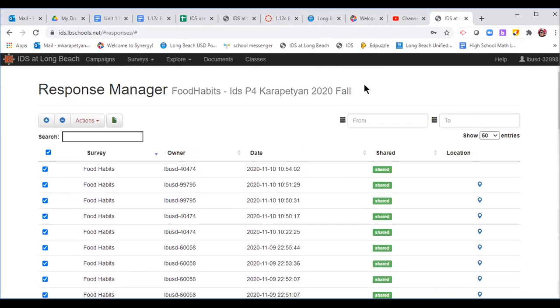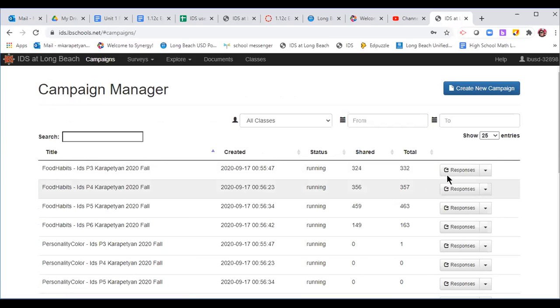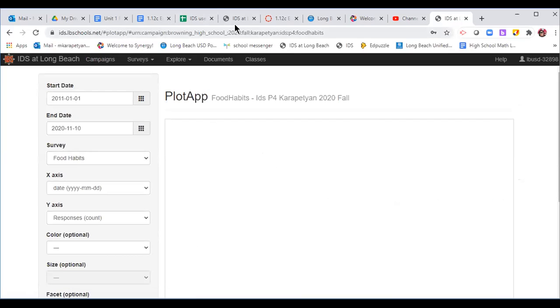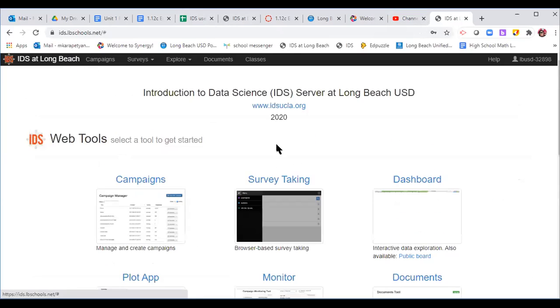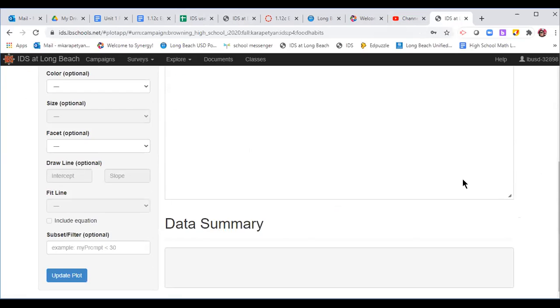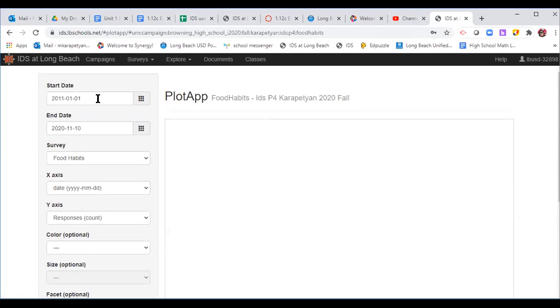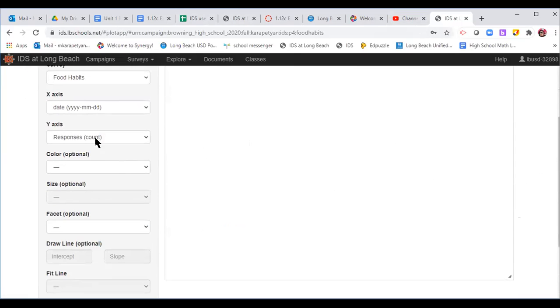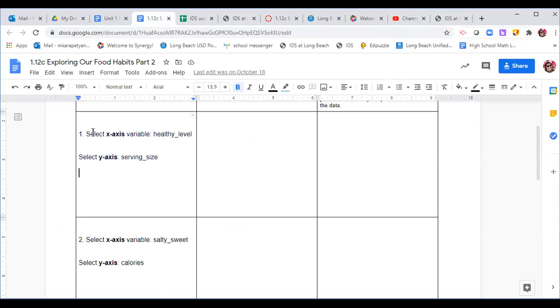All right. So then going back to my campaigns, I can now go to my plot app. Okay. So from here, you're going to go to plot apps right from right here. Okay. And then you're going to click on your period 4 plot app. So over here, we have our start date, end date. Again, you don't really want to touch those. Surveys, our food habits. What we're focusing on is the x-axis and the y-axis. Our first one tells us to select our x-axis as healthy level.